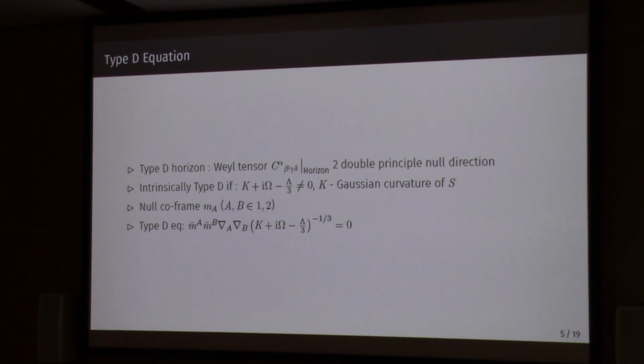So for us, this condition means that this invariant is non-vanishing, where k everywhere will be just the Gaussian curvature of the section, and then introducing some null coframe, the Einstein equations on the horizon can be just written. They imply this type D equation, which is a second-degree PDE, from the solution of which you will recover the k and omega.